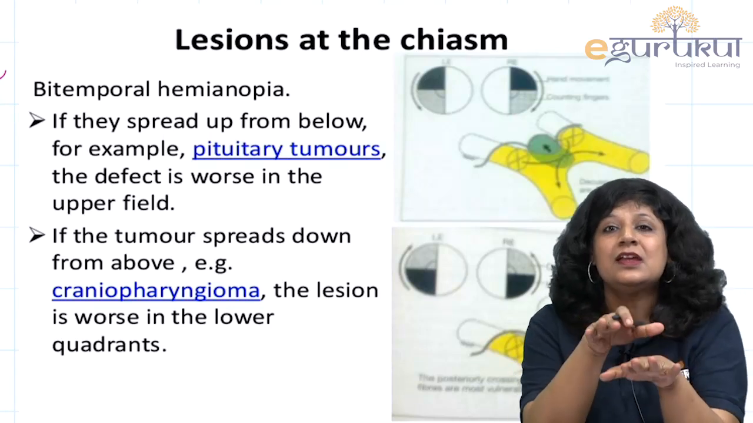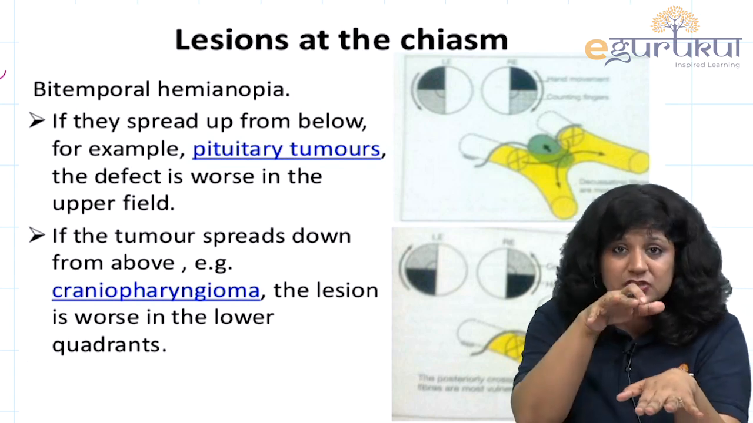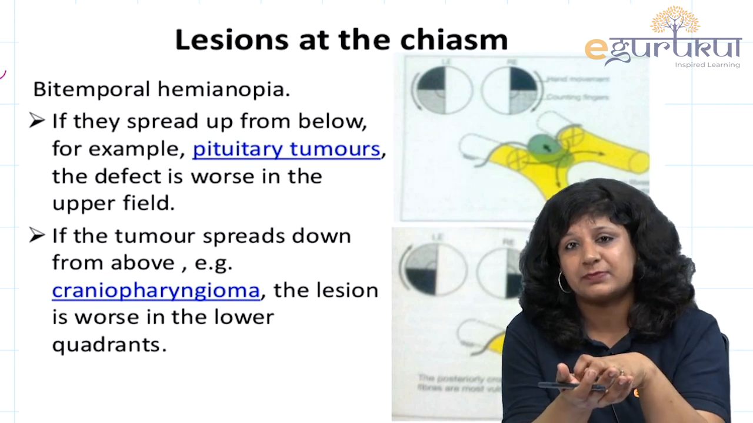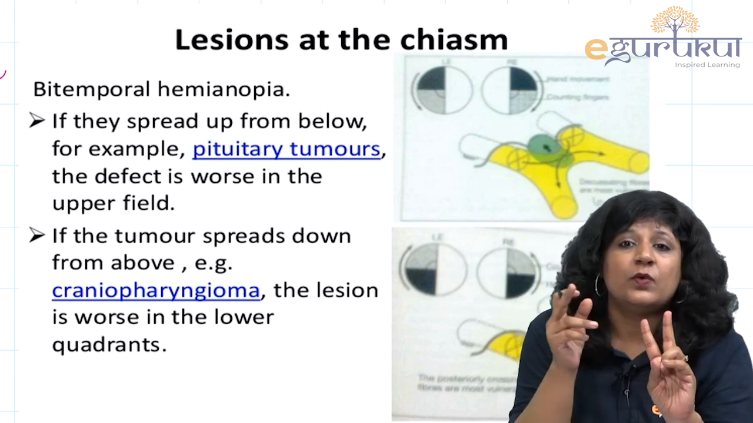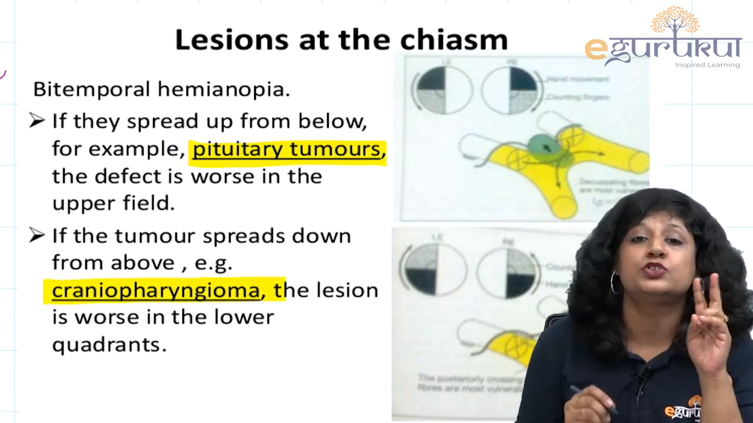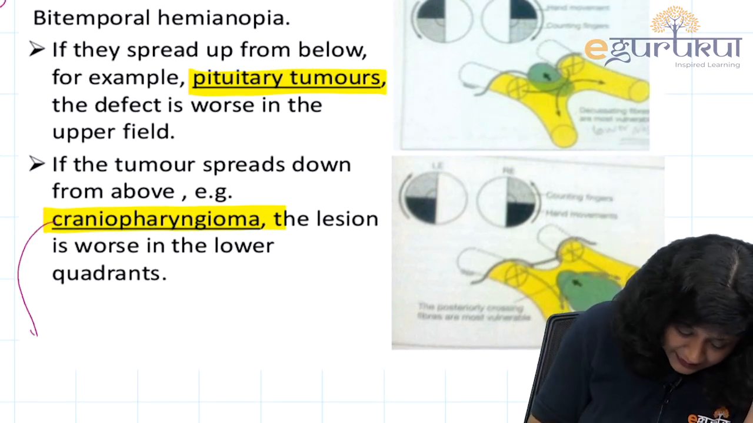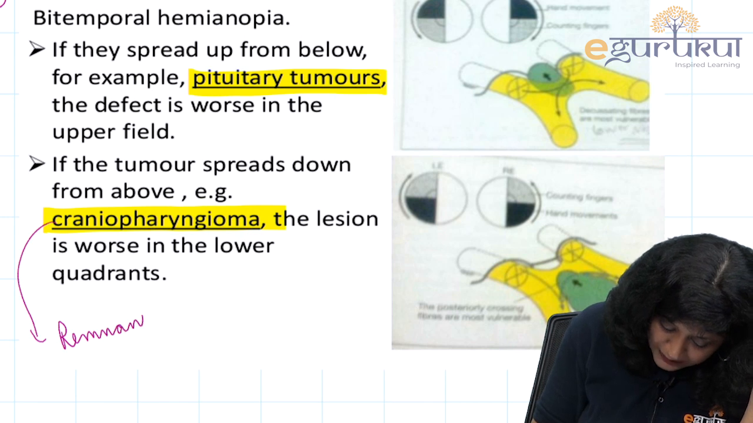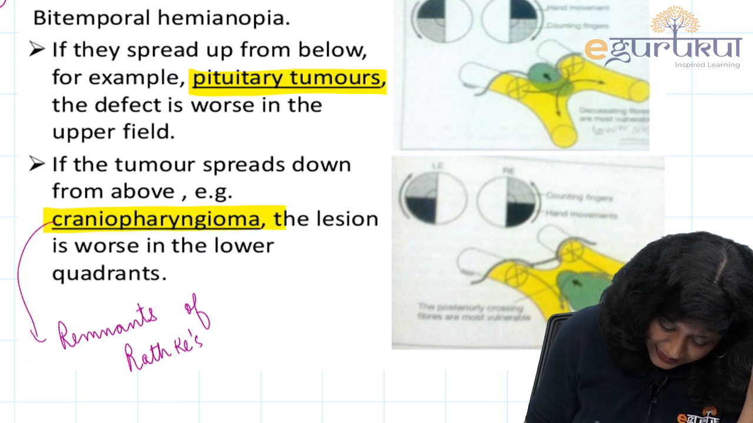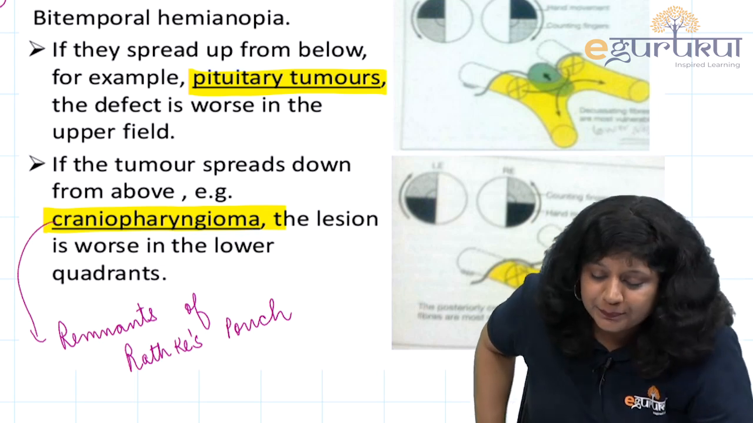See what is happening, the structures lying near the sella turcica, which contains the pituitary gland, can cause compression of this optic chiasma. So you have got two things. One is your pituitary tumors which can affect it, and second is your craniopharyngioma. Craniopharyngioma is a tumor lying in the remnants of the Rathke's pouch, while the pituitary tumors come from the pituitary gland.